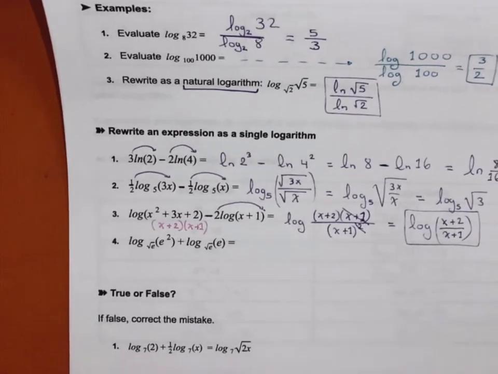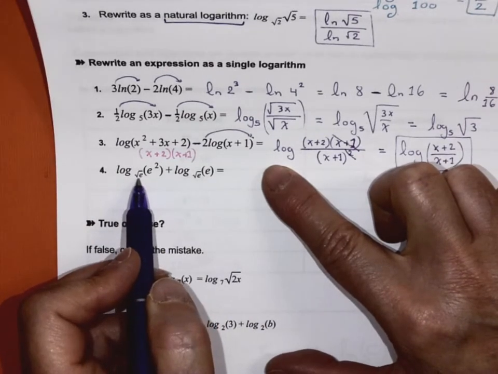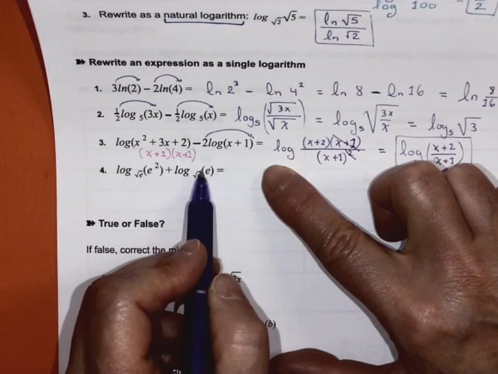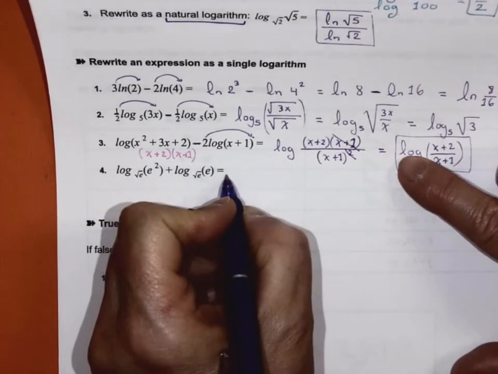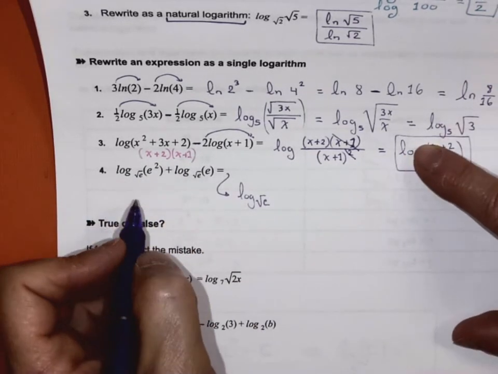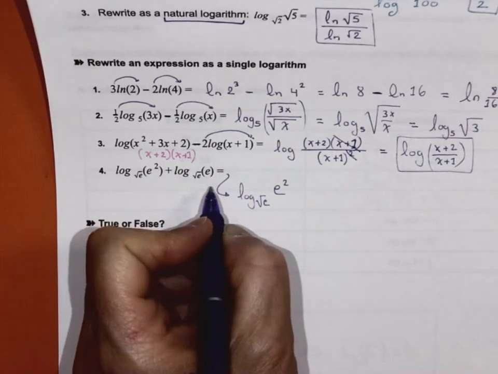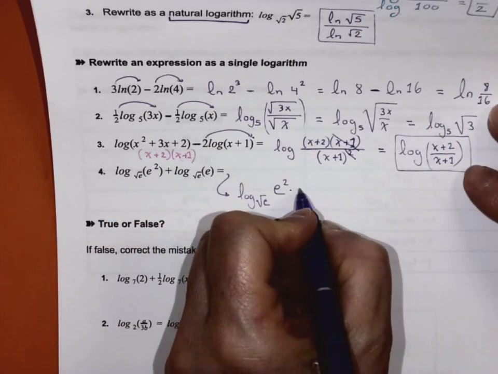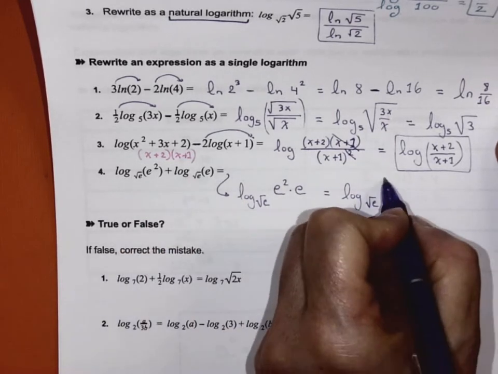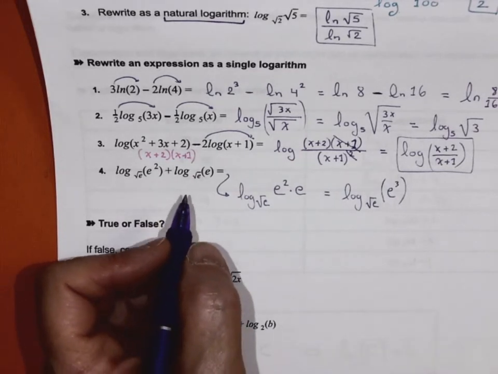Okay, we're moving on, almost there. I have a log base square root of e for both of those, right? And then a plus between them, that means I'm going to multiply their insides. So that will be equal to, I'm going to write it down here, a log with square root of e as a base, and then e squared, and because I'm adding the logs, I want to multiply their insides, right? So I'm going to multiply that by e. So that will be a log base square root of e of e cubed, right? And I'm going to leave it like that.